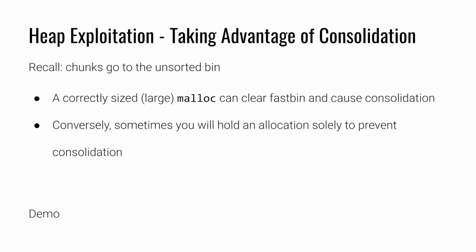Now, there are exploitation techniques that exist on the heap that didn't exist with tcache. And one of those things is taking advantage of consolidation, because tcache doesn't consolidate. So what can we do with consolidation? Well, there's a couple things to keep in mind. First, remember that chunks that do not go to tcache or fastbin go to the unsorted bin.